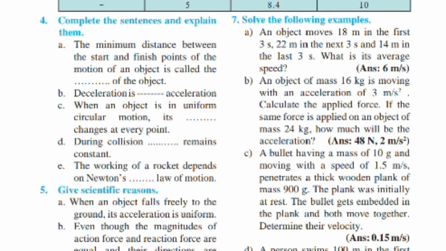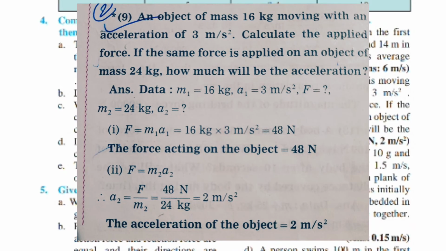Now the second one: an object of mass 16 kg is moving with an acceleration of 3 meters per second square. Calculate the applied force. If the same force is applied on an object of mass 24 kg, how much will be the acceleration? You have to find the acceleration. Okay, here is your solution.